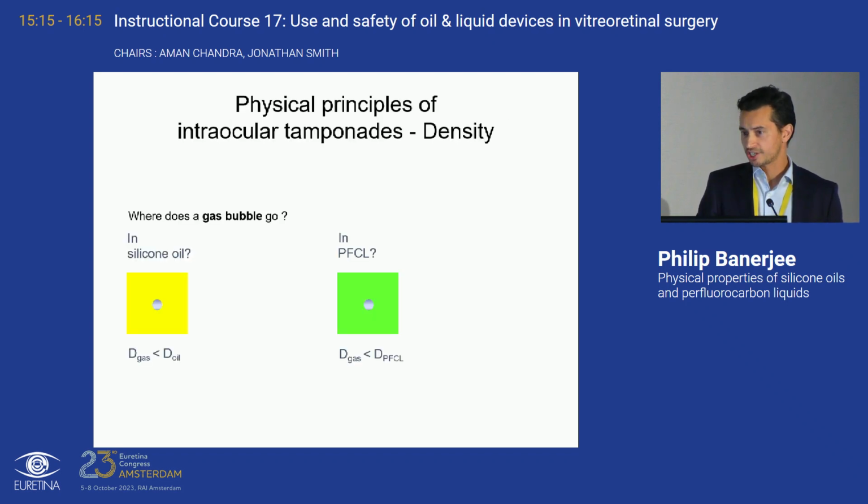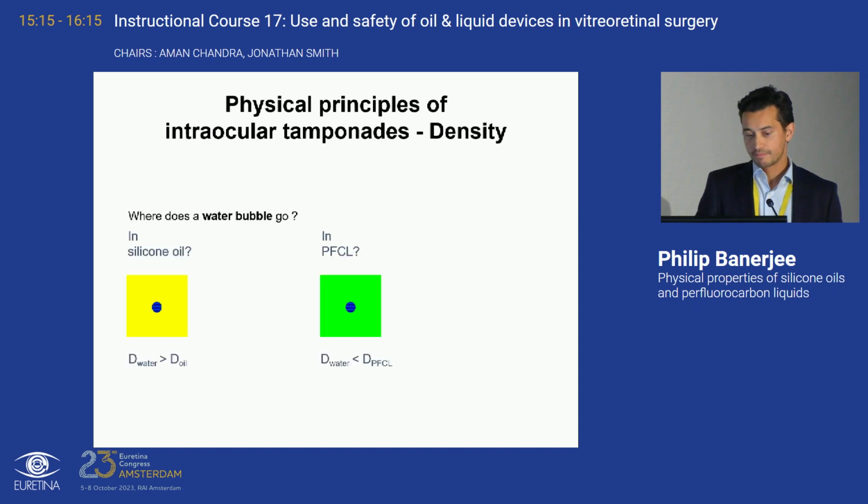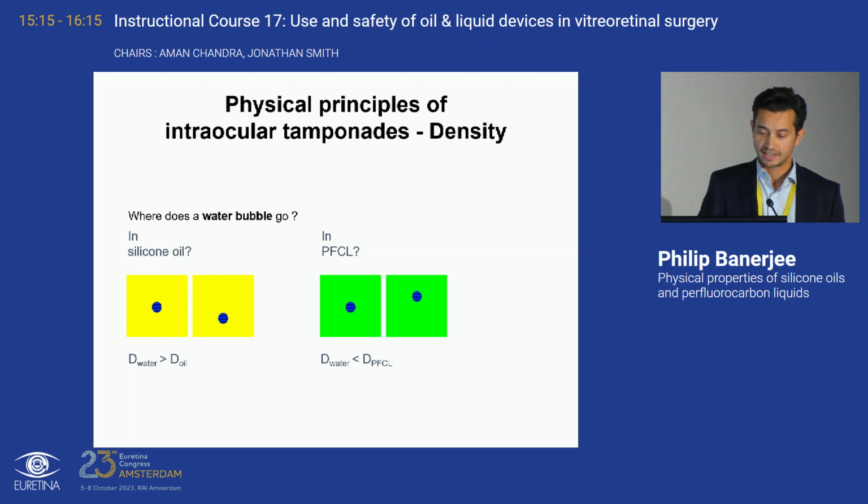So armed with this knowledge and knowing the relative densities of two liquids or agents or substances, we know that a gas bubble will both float in a bubble of silicone oil and in PFCL because it's less dense. And a water bubble will sink in silicone oil because it's more dense and will float in PFCL because it's less dense.